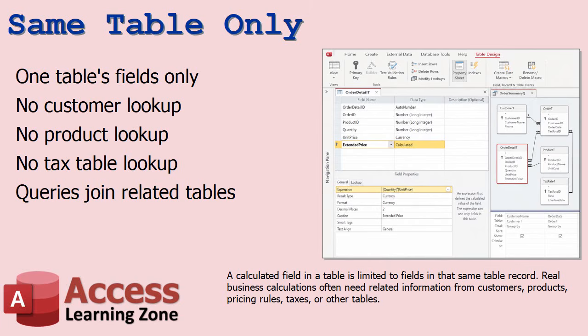Now a query can bring together customer table, order detail table, product table, perhaps a tax rate table, right? Bring them all together in a query. And then the query can calculate the value using all of that information. A calculated table field in the order detail table can't reach across the database like that. It's stuck in its own little room, right? Queries have the keys to the whole building.